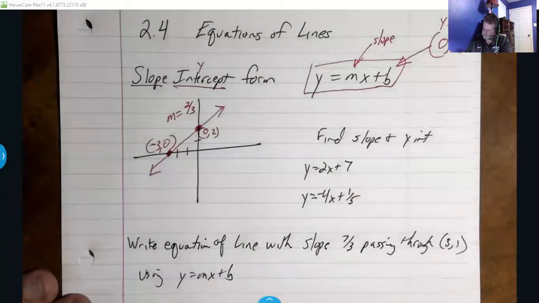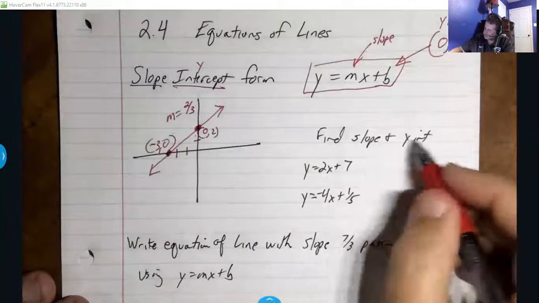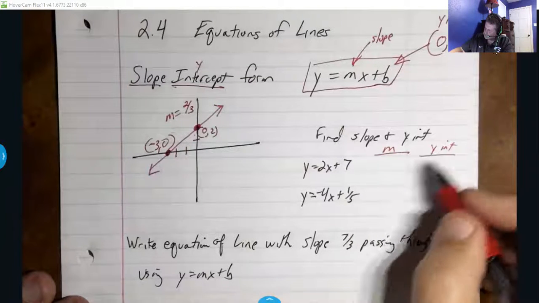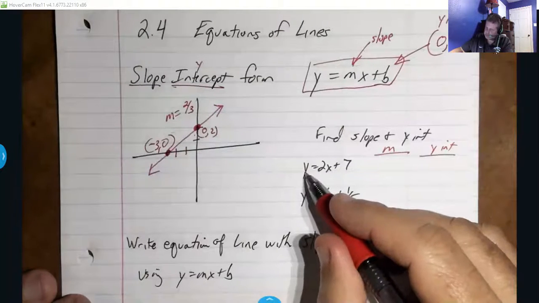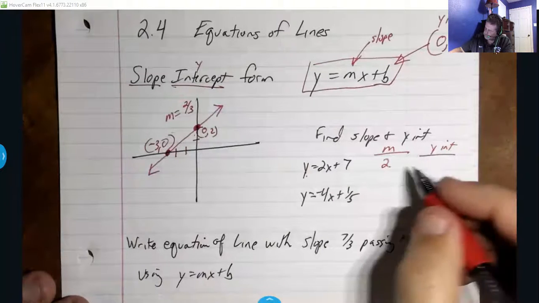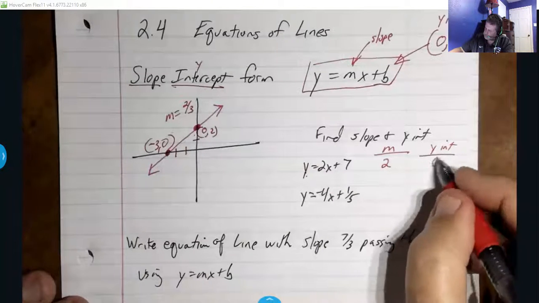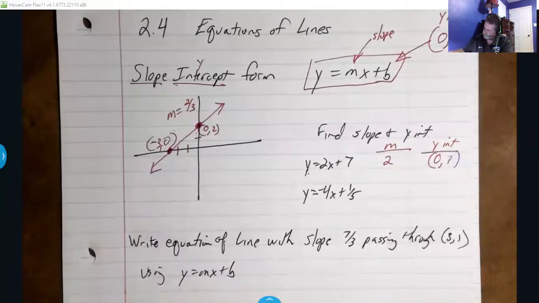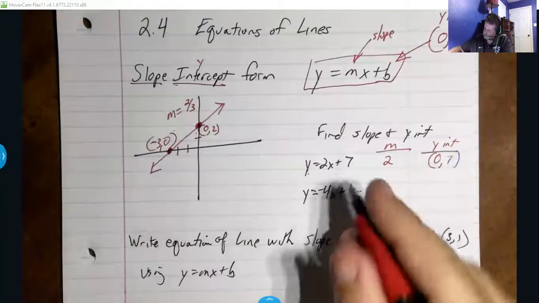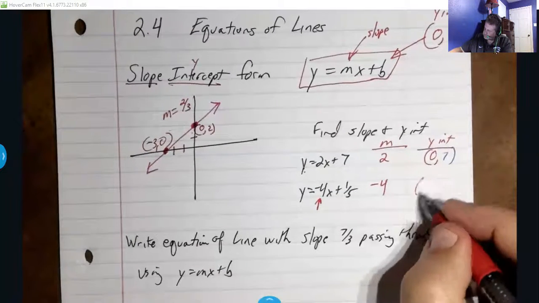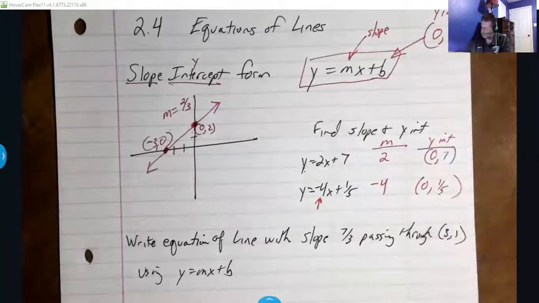Now, how do we find the slope and y-intercept? All we have to do is look at what we have here. If y is by itself, y is equal to 2x plus 7, my slope is 2, and my y-intercept is going to be at (0, and then what's my b value? 7). The slope here is -4, and the y-intercept is at (0, 1/5). So it's as simple as that if it's in that form.